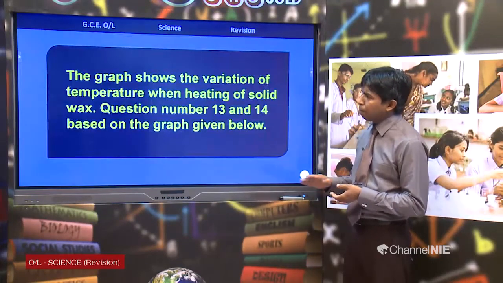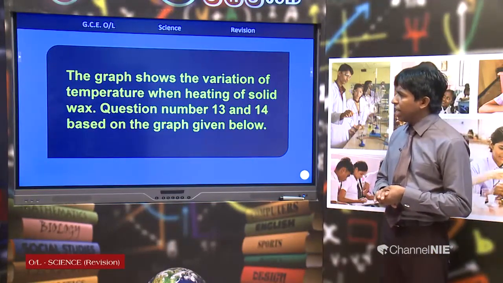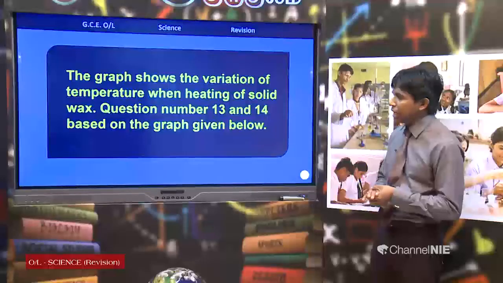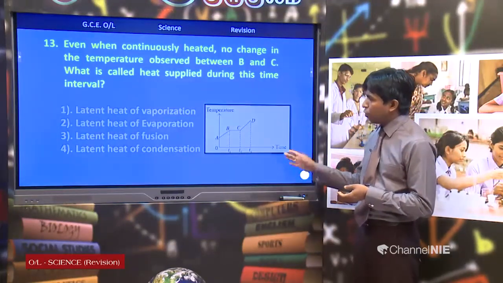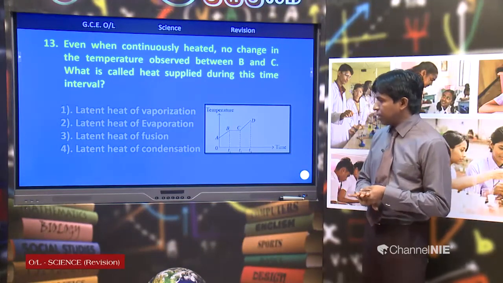Question number 13: the graph shows the variation of the temperature when heating a solid wax. Both question number 13 and 14 are based on the graph given below. So, let us move on to the next slide. You can see the graph. Sometimes we call it a heating curve, here the heating of solid wax. You can see the y axis is temperature and the x axis is time.